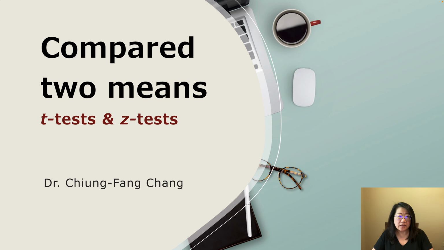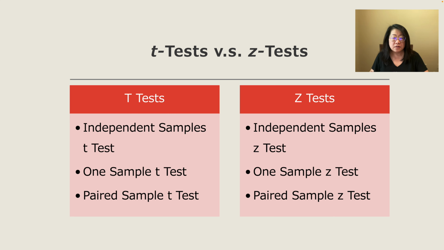The topic of this week is to show you how to compare two means by using t-test and z-test. So what's the difference between the two?